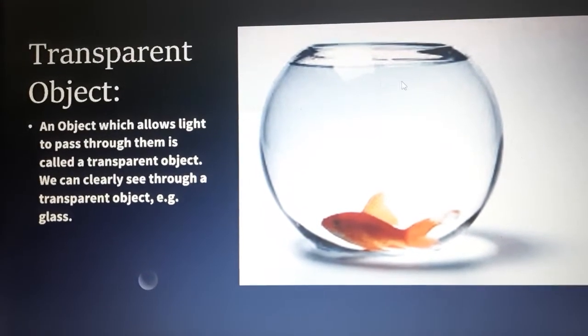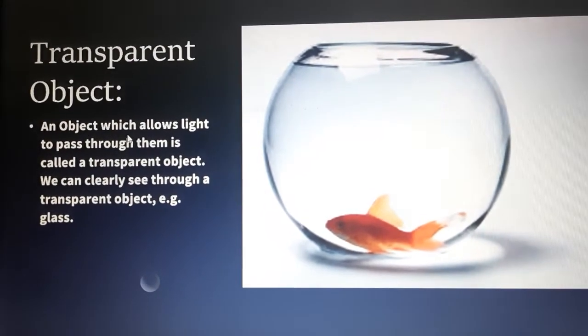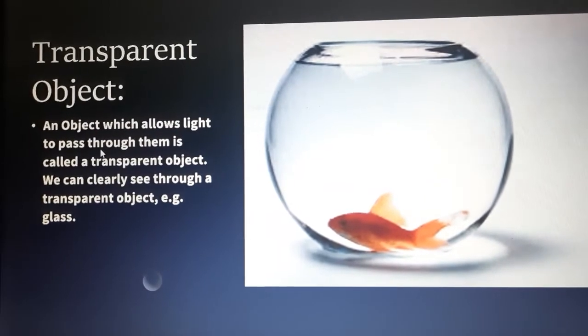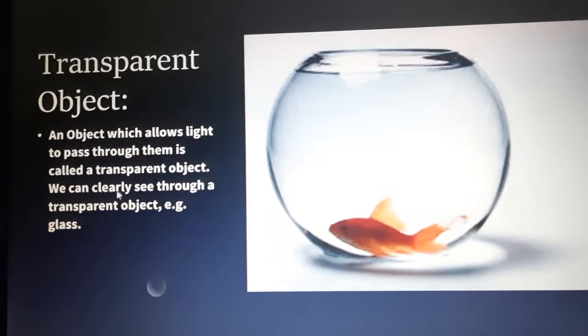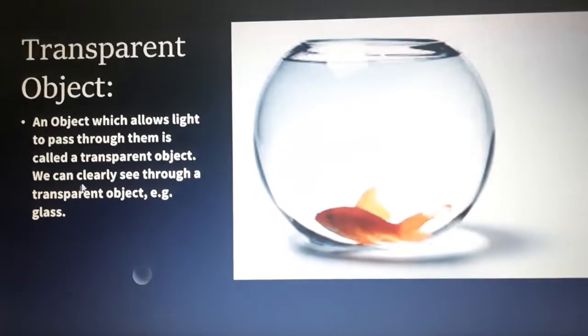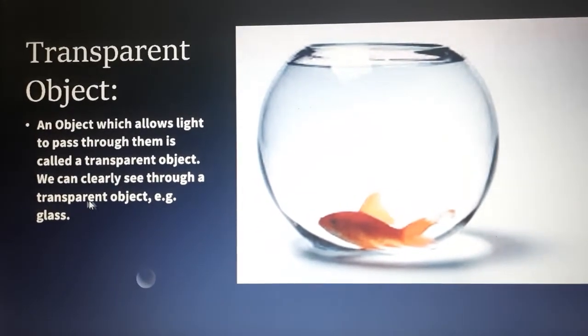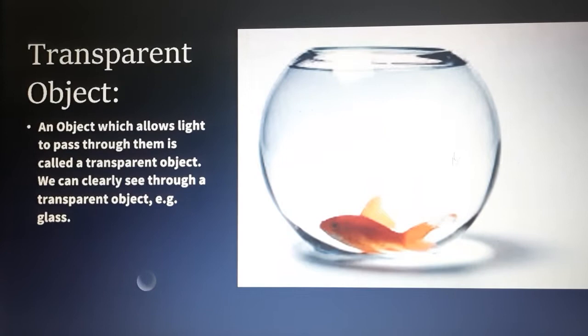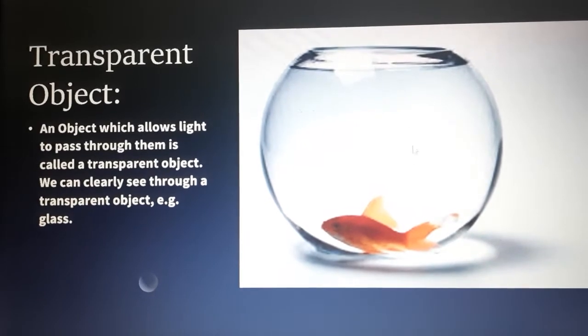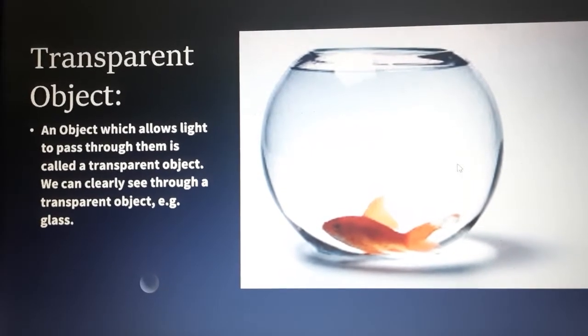Next is transparent object. An object which allows light to pass through them is called a transparent object. We can clearly see through a transparent object. Example: glass. So here I have an aquarium, a glass bowl for you, a small aquarium in which you can see a fish inside it. So this particular glass bowl is transparent.